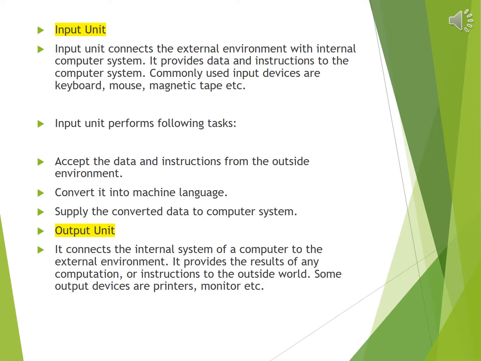The input unit performs the following tasks. Accept the data and instructions from the outside environment. Convert it into machine language. Supply the converted data to the computer system. Output unit. It connects the internal system of a computer to the external environment. It provides the results of any computation, or instructions, to the outside world. Some output devices are printers, monitor, etc.